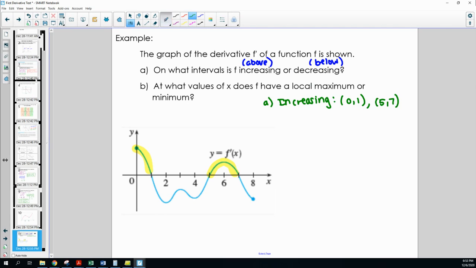And then we can see that it is decreasing here, because this is all below the x-axis, and then here's also below the x-axis. So we are decreasing from 1 to 5, and then again from 7 to 8. For part B, at what values of x does f have a local max or min?